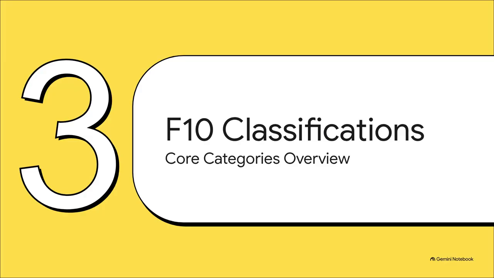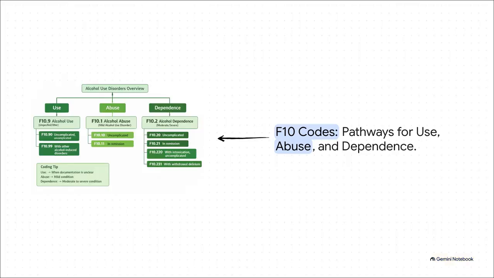Now we're moving down the clinical workflow to Section 3, Core F10 Category Classifications. Think of the overall F10 family like a giant tree that separates cleanly into three branching pathways, perfectly mirroring that hierarchy we just discussed. On one side, we have the use branch, for when documentation is super unclear. Then we have the abuse branch for mild conditions. And finally, the dependence branch for those moderate to severe conditions. And from there, each of these main branches divides even further into specific 5th and 6th characters, depending on whether the condition is uncomplicated, in remission, or causing other major issues.